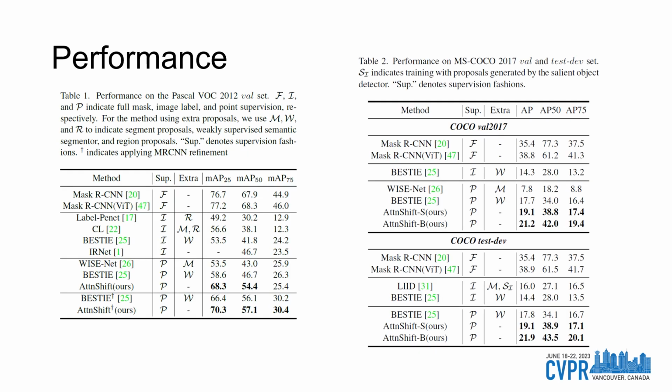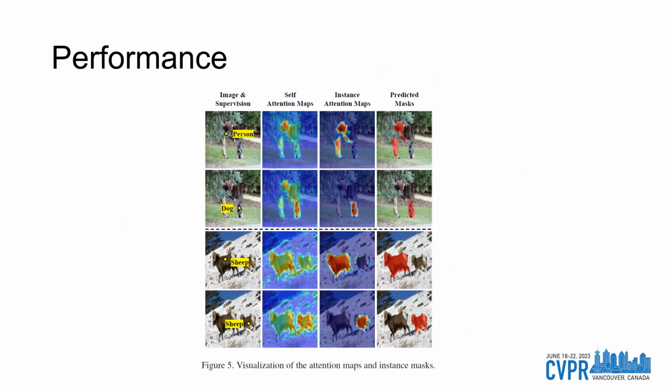AttentionShift achieves strong performance on both Pascal VOC 2012 and MS COCO 2017, setting a solid baseline for PSIS based on Vision Transformer. This visualization showcases the instance attention map, which effectively reduces noise in the self-attention maps and enables discrimination between different objects. The instance attention map demonstrates robustness to occlusion, as it primarily relies on semantic similarity. The segmentation result further validates these observations, as it aligns with the refined instance attention map and accurately captures the boundaries and details of the objects.